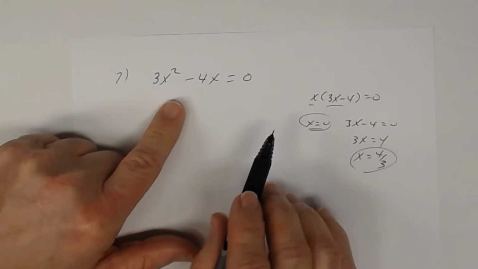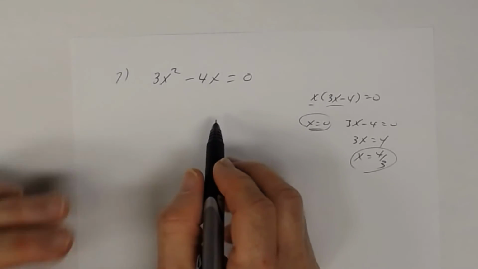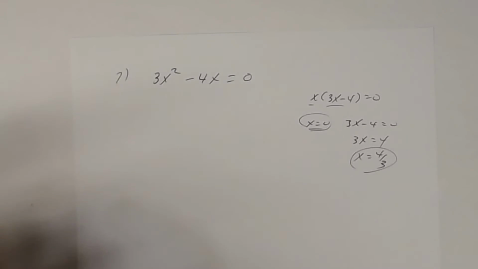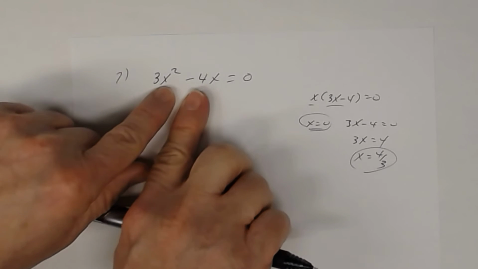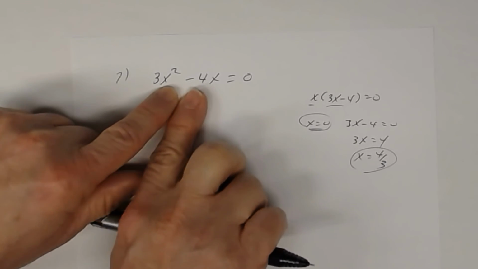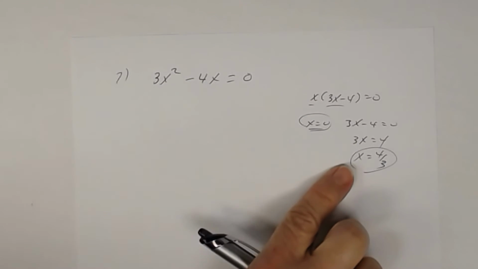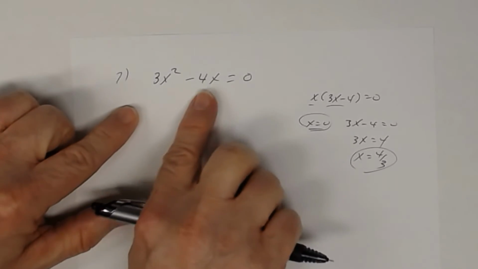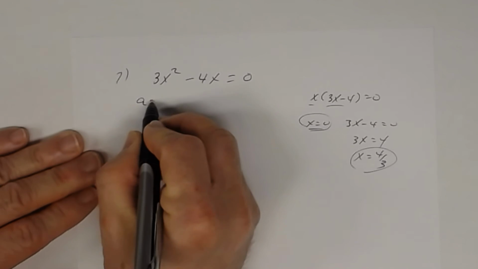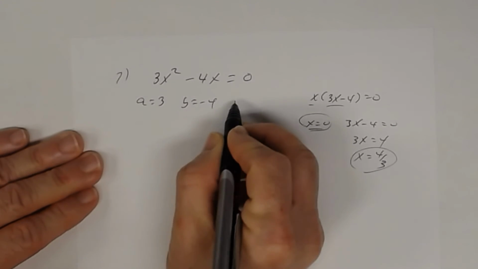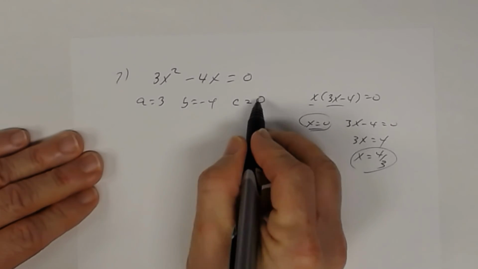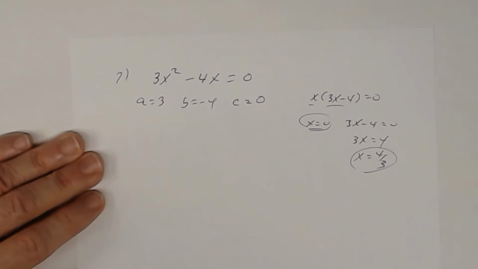But remember, the directions said use the quadratic formula, so you must use the quadratic formula. Follow directions. If you do this problem the way I just did, and the directions said use the quadratic formula, you're not following directions, so you don't get any points. All right, so follow directions. So let's use the quadratic formula. So a is 3, b is negative 4, and your constant c is 0. So c is 0 in this case.